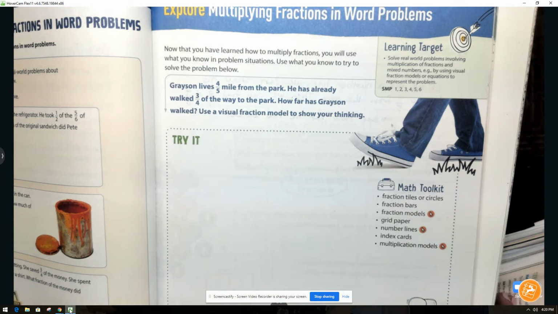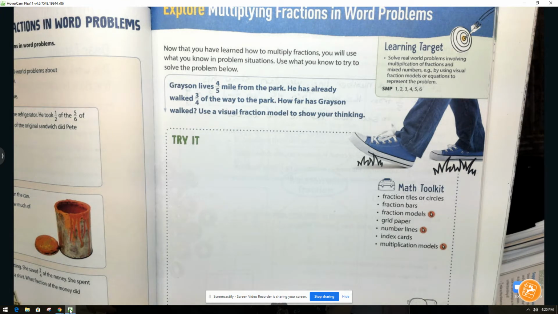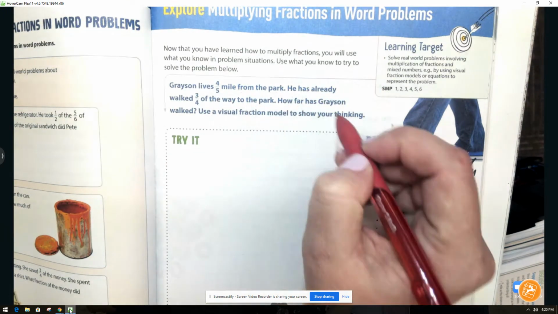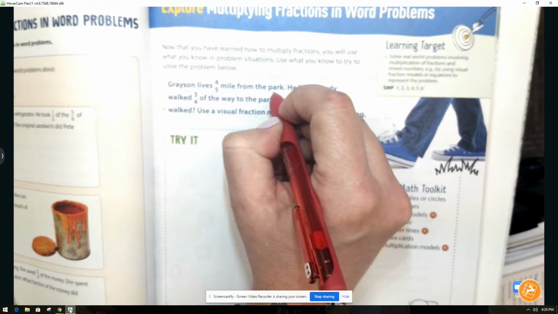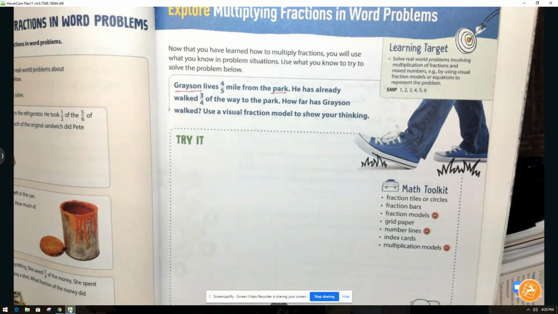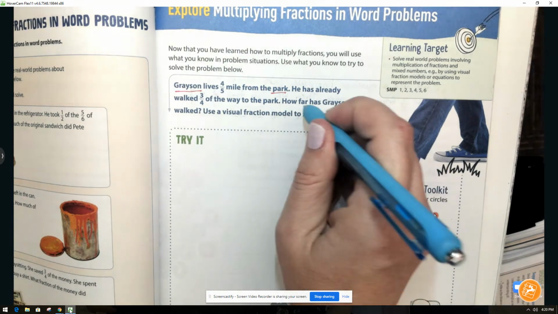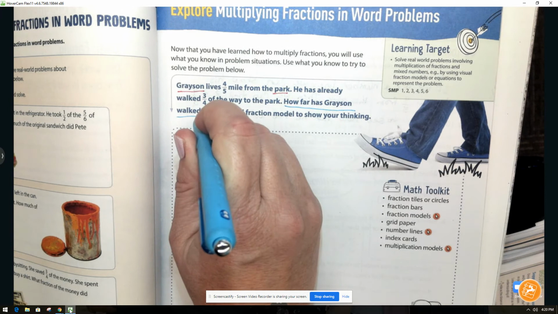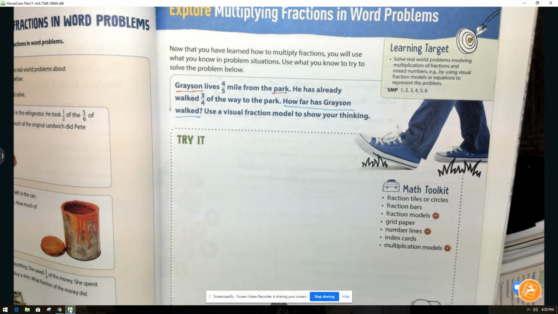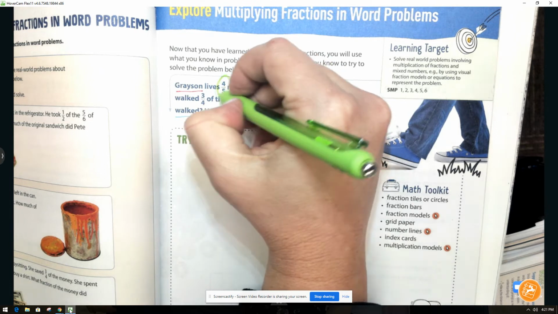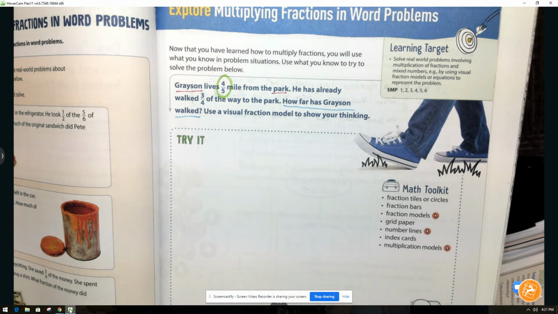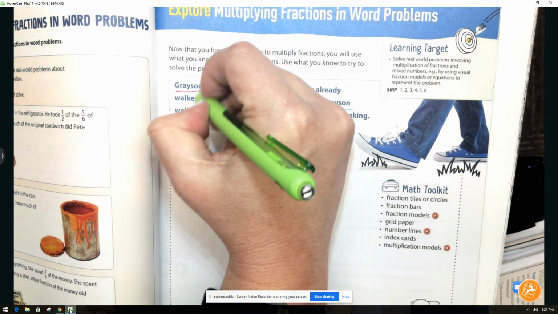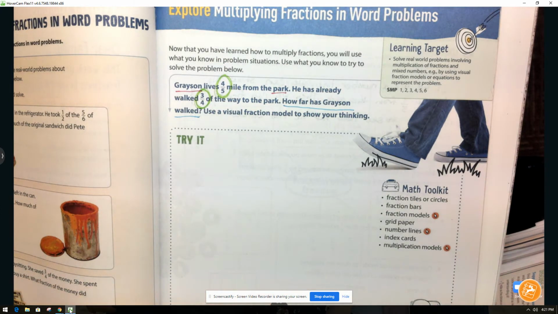So first of all, what is this problem talking about? What's this whole problem even about? This problem is about the park and Grayson. Grayson's going to be walking to the park, okay? And so we want to find out how far has Grayson walked? And the important information is that he lives 4/5 of a mile from the park. And he's already walked 3/4 of the way from his house to the park. So that's what we know.